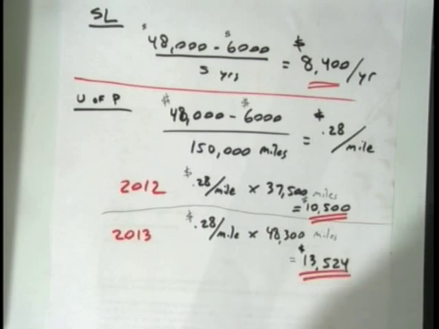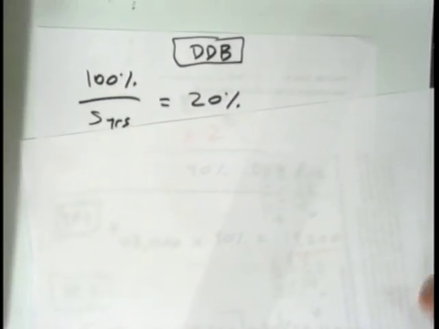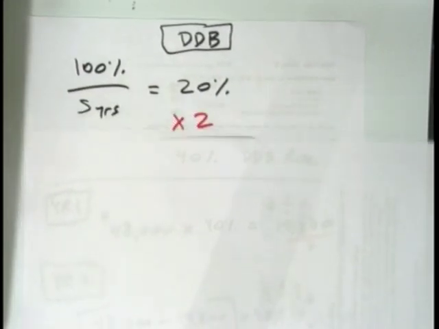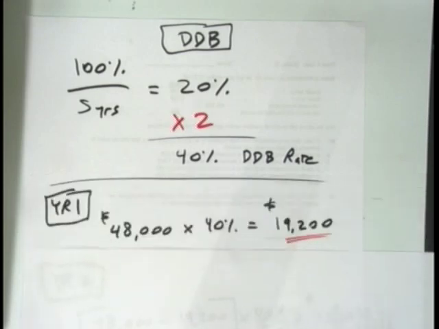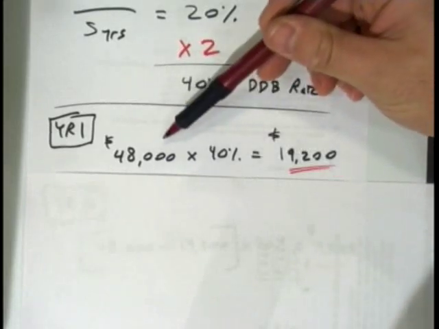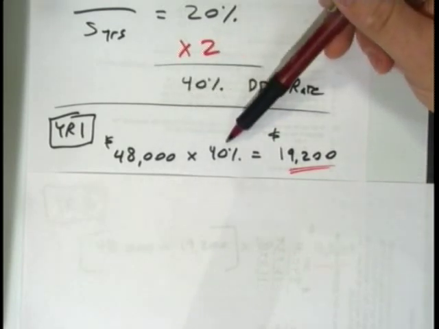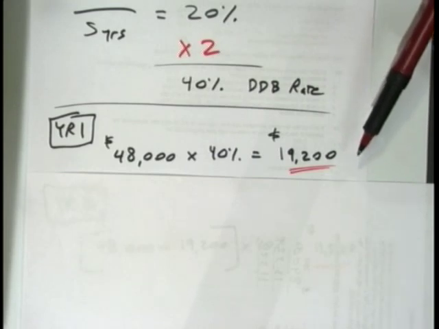All right. Let's take a look at double declining balance method. The first thing that we do is we figure out our straight line rate, which is 100% divided by 5 years equals 20%. Then we take it times 2, and we get a double declining balance rate of 40%. Correct? In year 1, we take the 40% double declining balance rate times the beginning of the year book value. There's no depreciation yet, so it's just the cost. 48,000 times 40% double declining balance rate equals 19,200 for the first year. Correct?